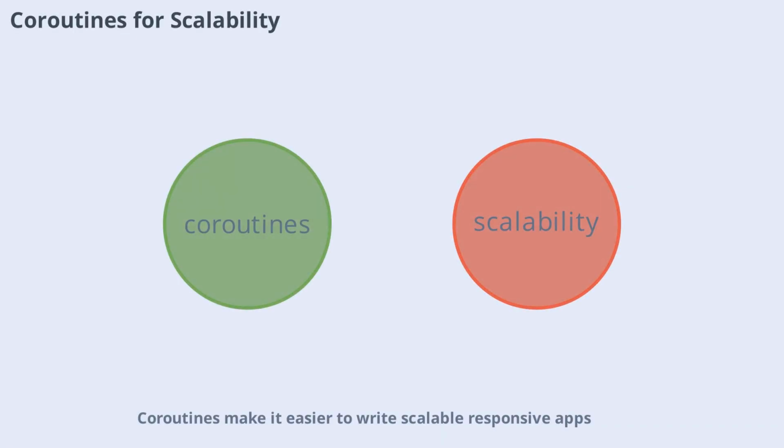Coroutines make it easier to write scalable, responsive apps. By handling background tasks efficiently, you can keep your app smooth and responsive, even on older devices. Coroutines also help you manage compatibility by simplifying asynchronous code.